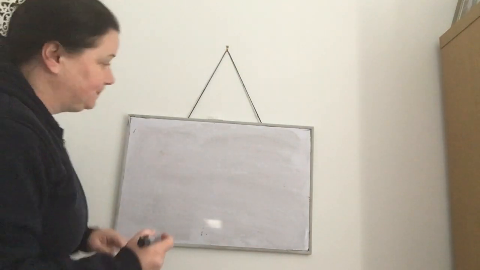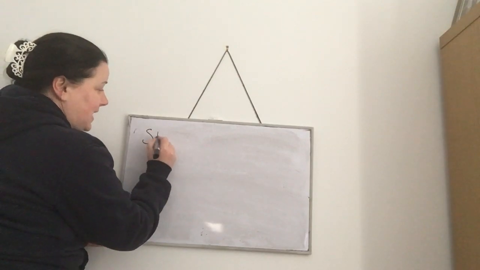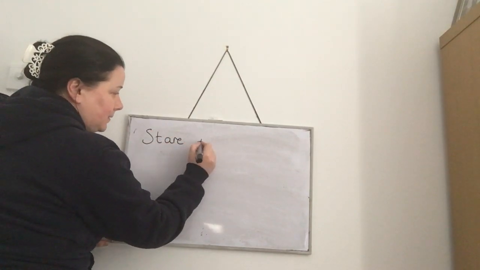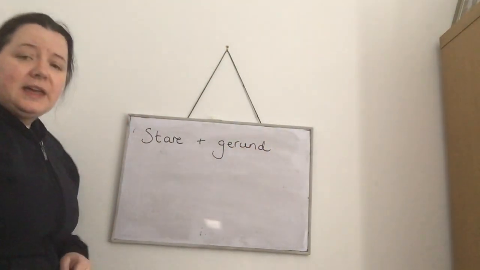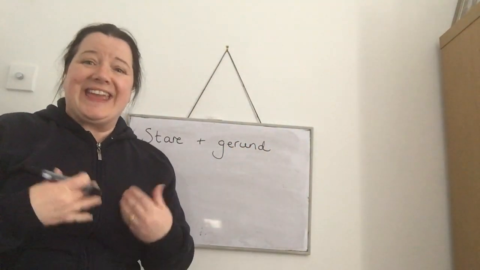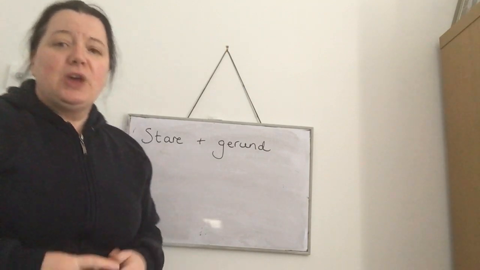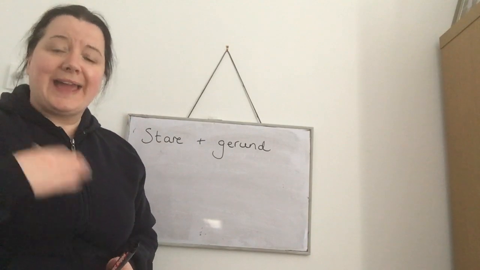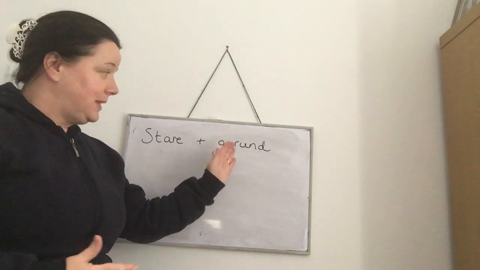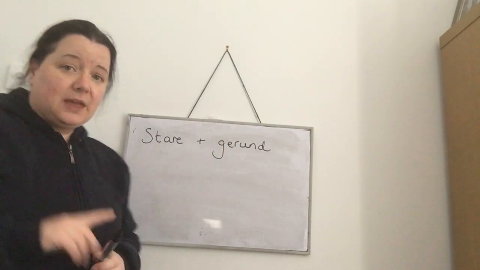Well, this is what you do. You use stare plus a gerund, okay? If you don't know what a gerund is, it's an ing word, okay? So, for example, I am explaining. Explaining in that sentence would be the gerund, okay?